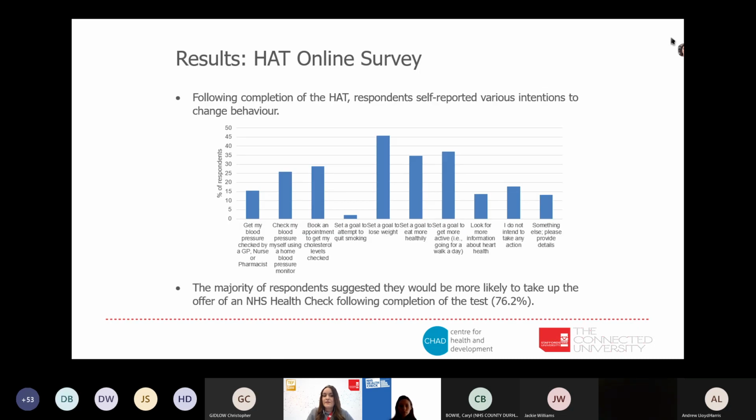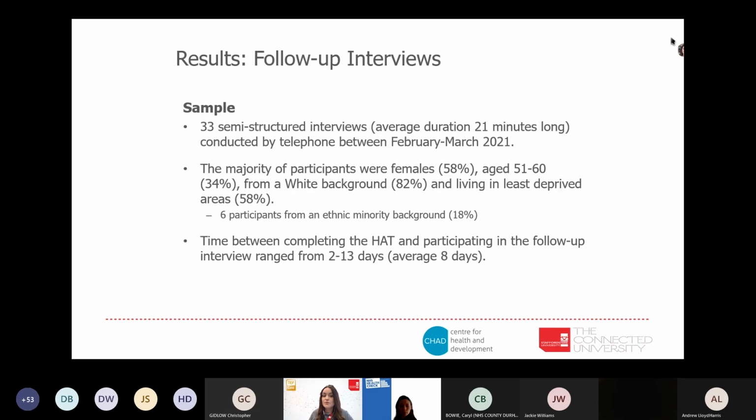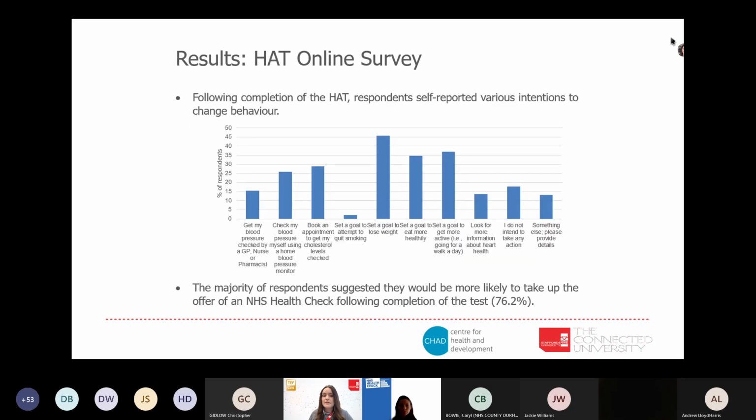And following completion of HAT, respondents self-reported various intentions to change their behaviour, and most commonly respondents reported they would set a goal to lose weight, followed by a goal to get more active and a goal to eat more healthily. More respondents also suggested they intended to complete one action, followed by 2 and 3 actions.